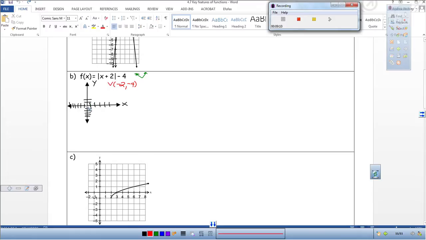Okay, we graph where x is negative 2 and y is negative 4. 1, 2, 3, 4. Then your a value is 1. So you can go up 1 and over 1, then up 1 and over 1, and keep repeating that in both directions. So that's what it's going to look like.